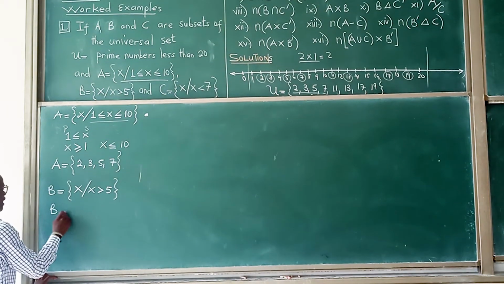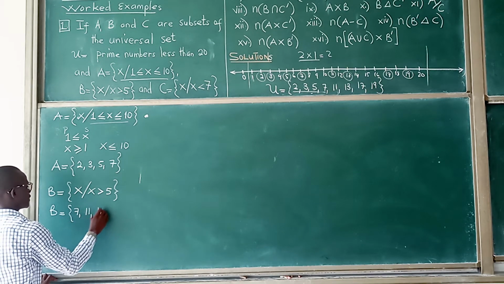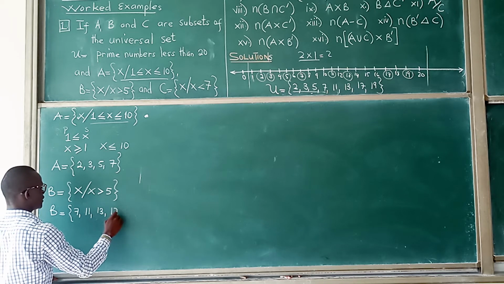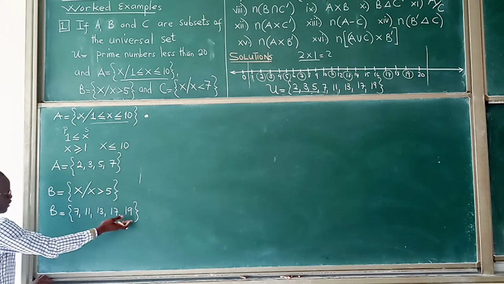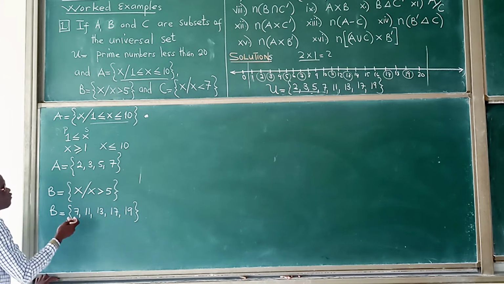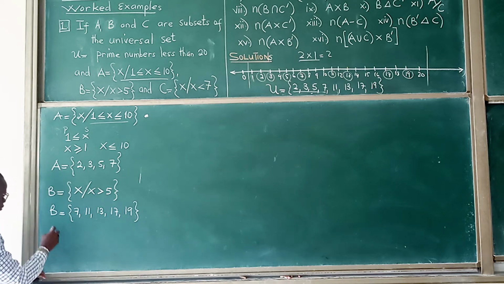So B now becomes 7, 11, 13, 17, and 19. These are all of the prime numbers within the universal set that are greater than 5. And then lastly, we have set C.